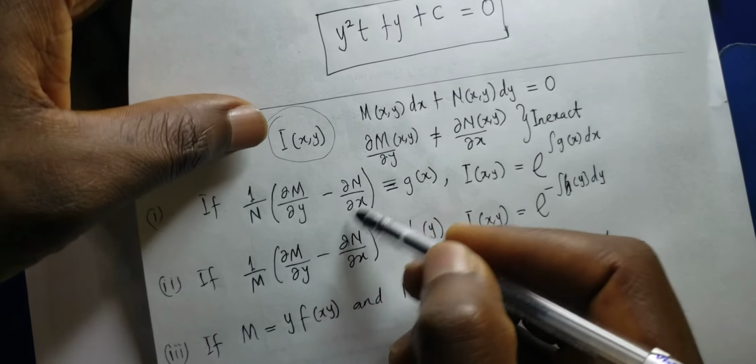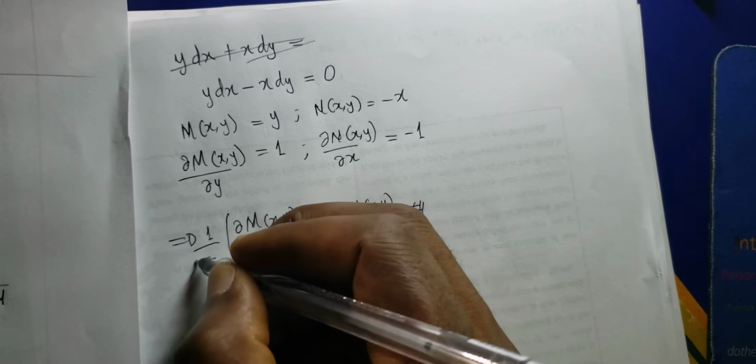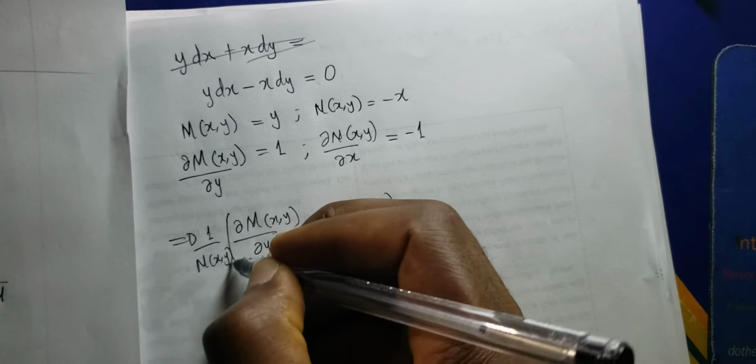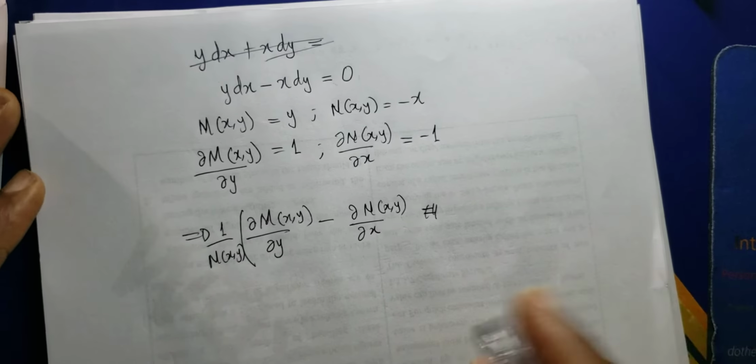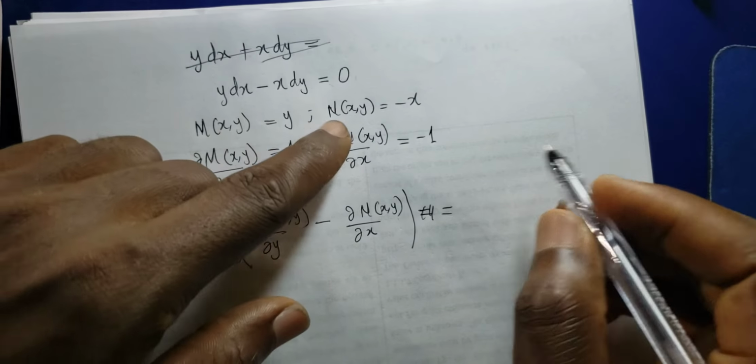What we want to get is 1 over N multiplying this. So let's do that. This is going to give us 1 over N of x comma y. So that's what we want to do. Then multiplying this, what's our N of x comma y now?